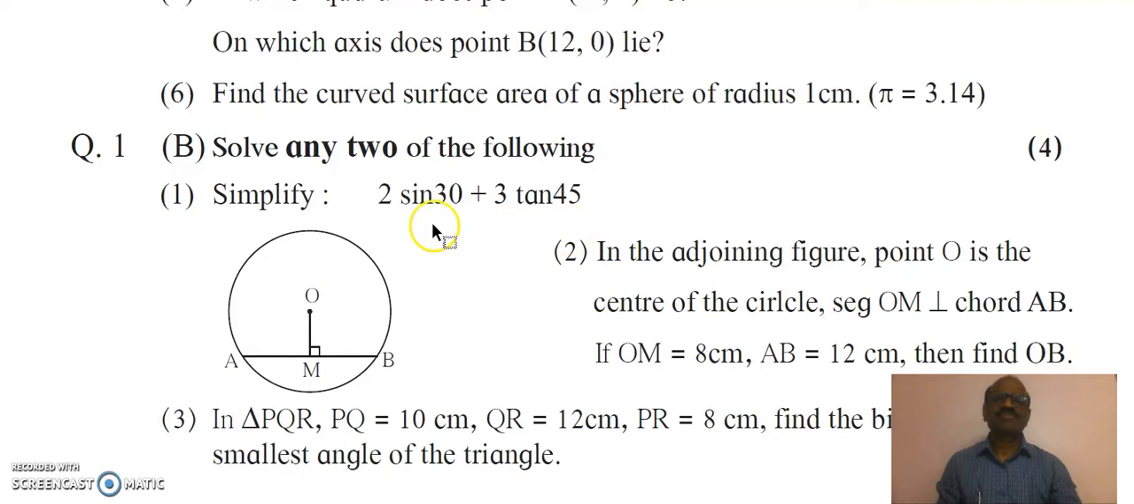This is a very simple question. Now sin 30 is 1 upon 2, and tan 45 is 1. Substitute the values, then you will get the answer.